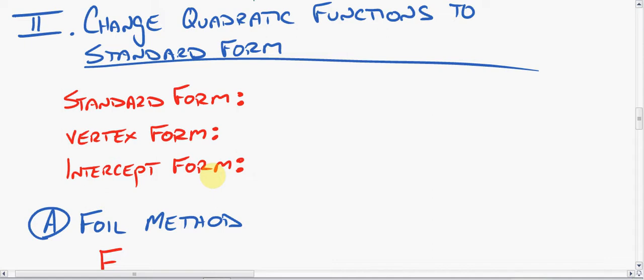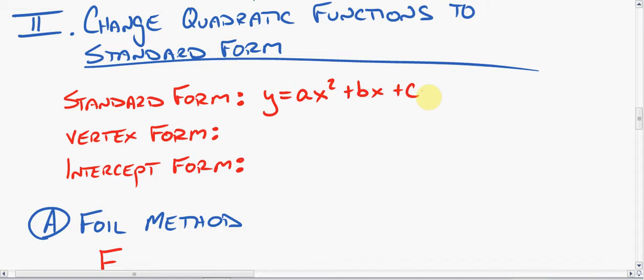Alright, but since we're working with each of these forms just in this section, I'm going to compile them all in one spot. We're going to write all three formulas here. So standard form, what does that look like again? It's in the form y equals ax squared plus bx plus c.